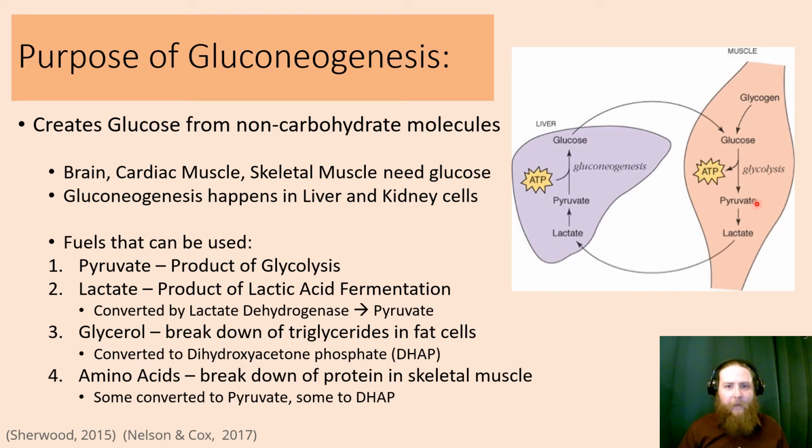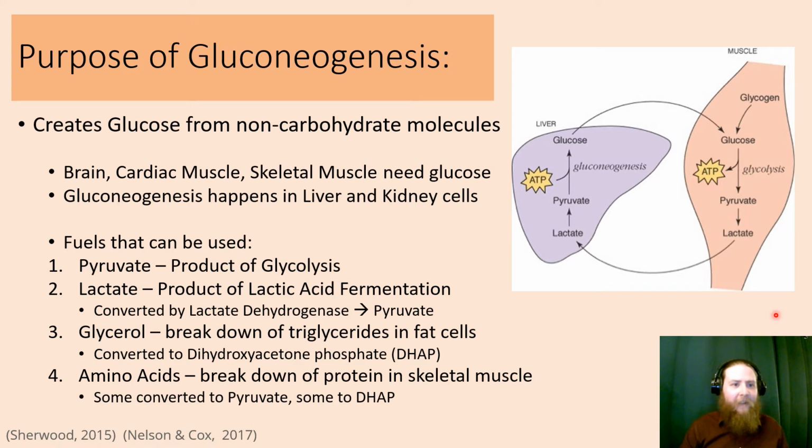The number one most common place is the liver, where this pyruvate will turn back into glucose and go into the bloodstream, where it's available for muscle and brain and whatever things need it. But to a lesser extent, there is some gluconeogenesis that occurs in kidney cells. And there are 4 different molecules, 4 different fuels that can be used for gluconeogenesis. The first is pyruvate, what we just talked about, this product of glycolysis.